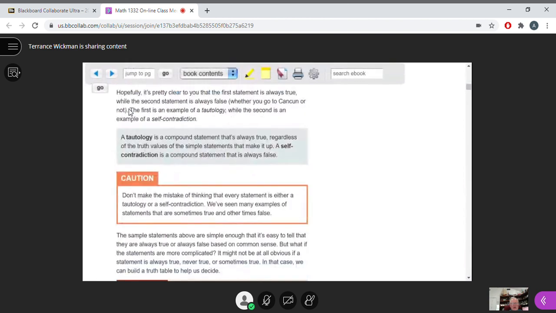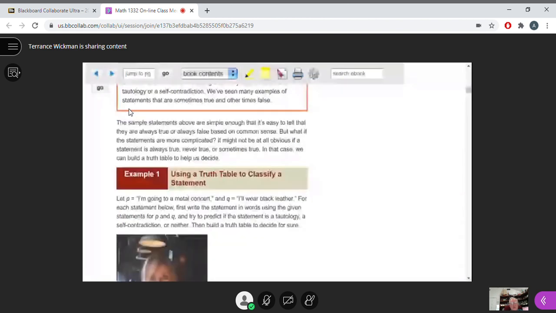All right, so let's look at a tautology. It is a compound statement that's always true, regardless of the truth values of the statements. A self-contradiction is always false. Now, does that mean anything to you? All it probably means to you is that a tautology, whatever that statement is, is going to be true. He says a self-contradiction is always false. So let's look at some.